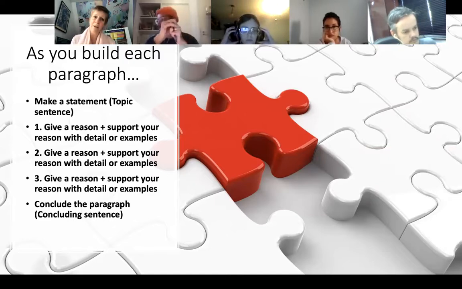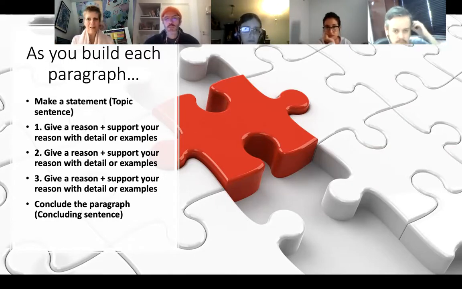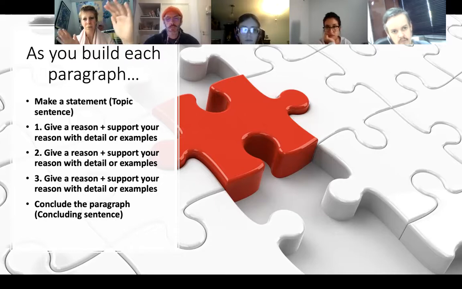And then we give our reason plus a little bit of support for our reason, an example for our reason, details for our reason, all right? Then we give another reason and we do the same thing. We give another reason if there's time and we do the same thing. And then again, you close your paragraph because you want your concluding sentence to say, like, that's all I have to say about this topic, okay?